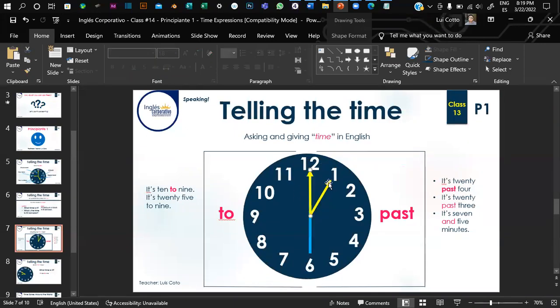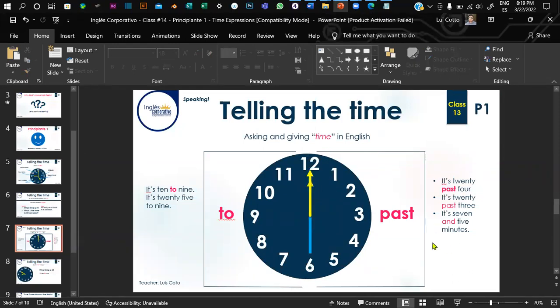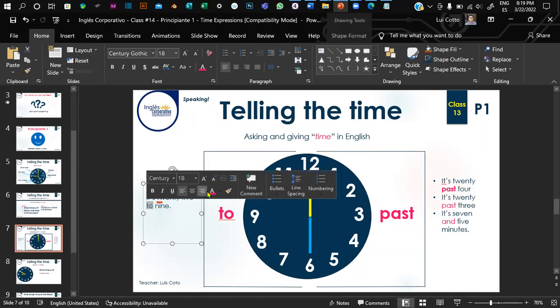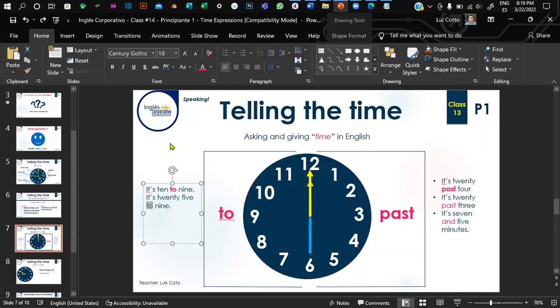Yes, correct. What time is it? What time is it in this one? It's 12 o'clock. Correct. Okay, it's 12 o'clock, because it is exactly in the middle. Yes, it's 12 o'clock. Okay, let's try another.